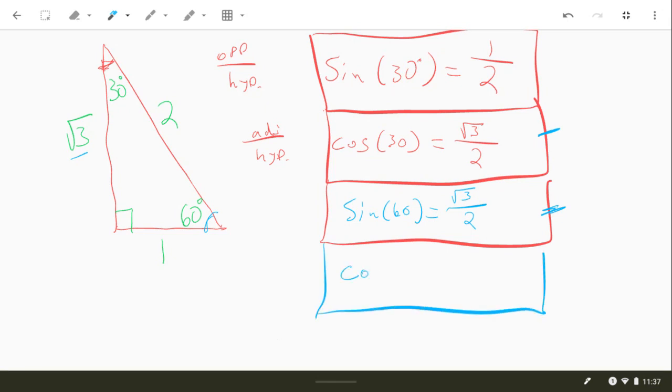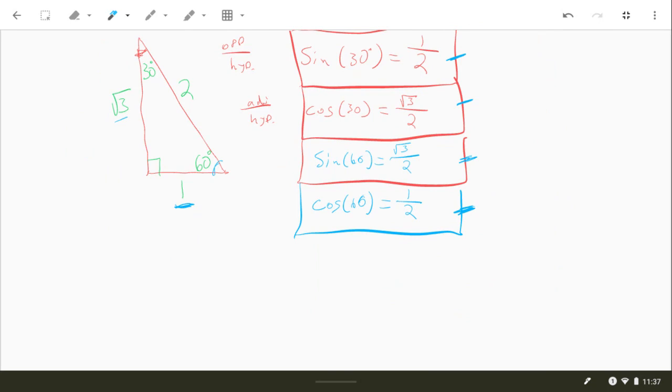And if we look at cosine of 60, it's going to be adjacent, which is this 1 side length, over the hypotenuse, which is 2. So you'll notice sine of 30 and cosine of 60 are the same thing. It's not an accident. We can also go ahead and get tangent of these special angles.